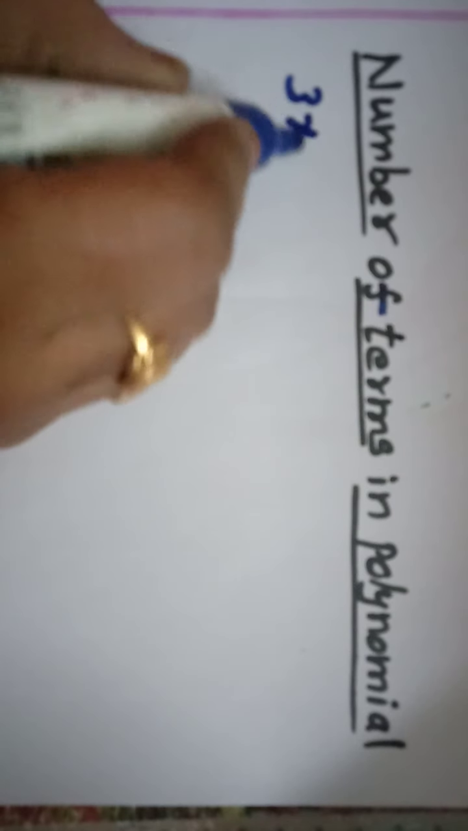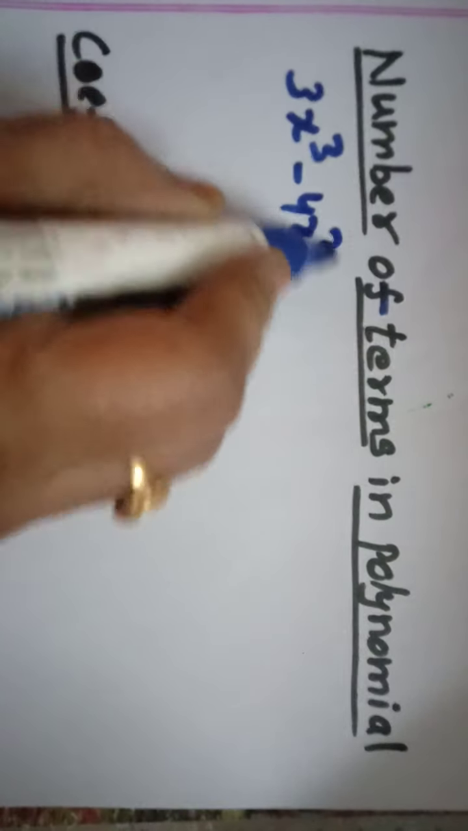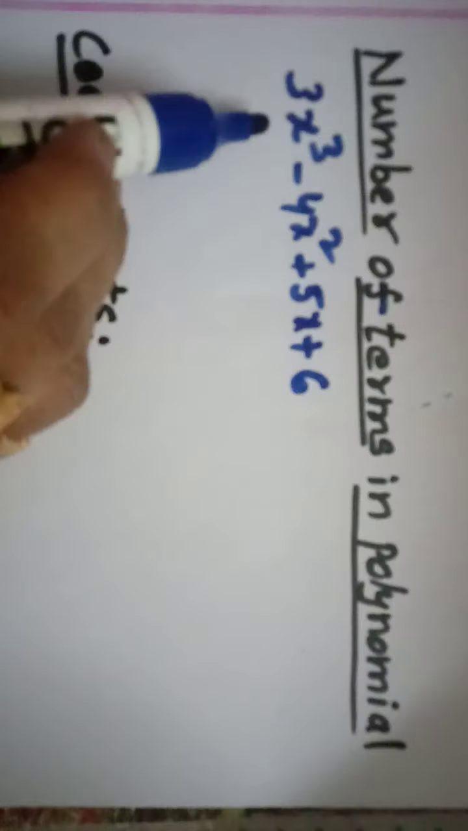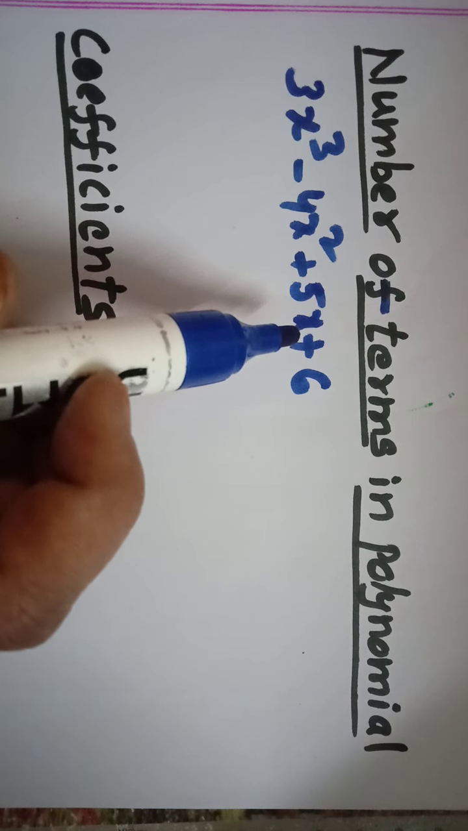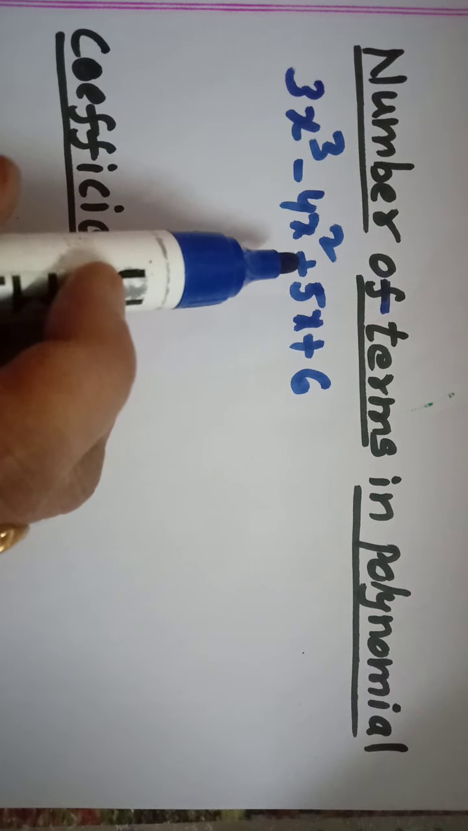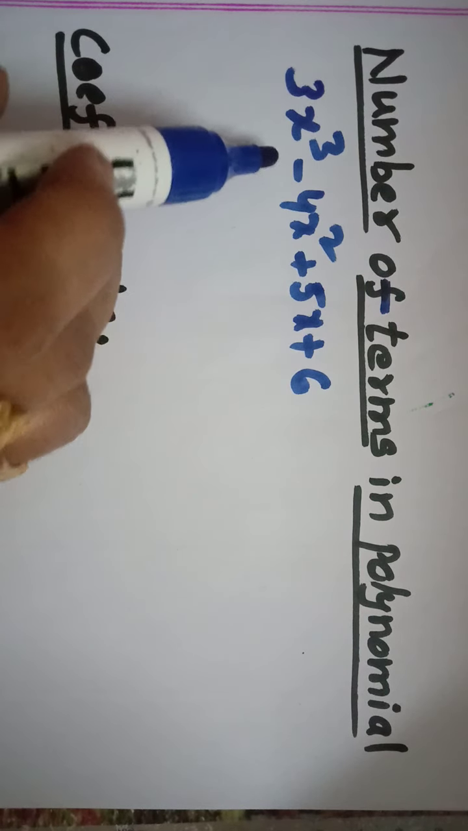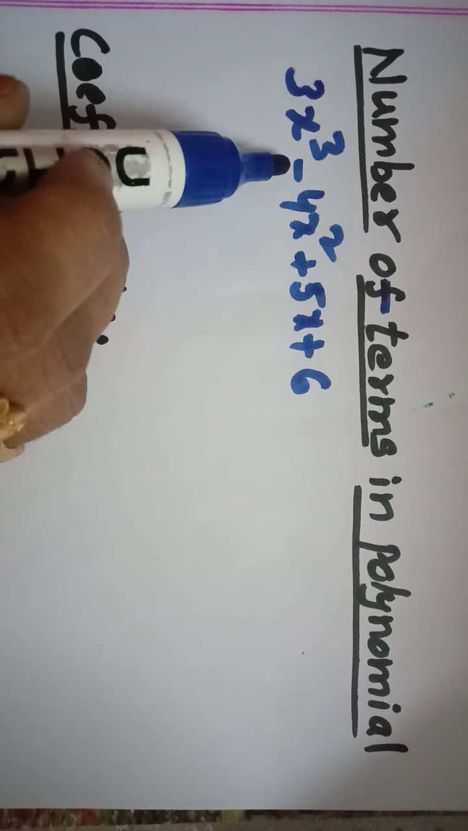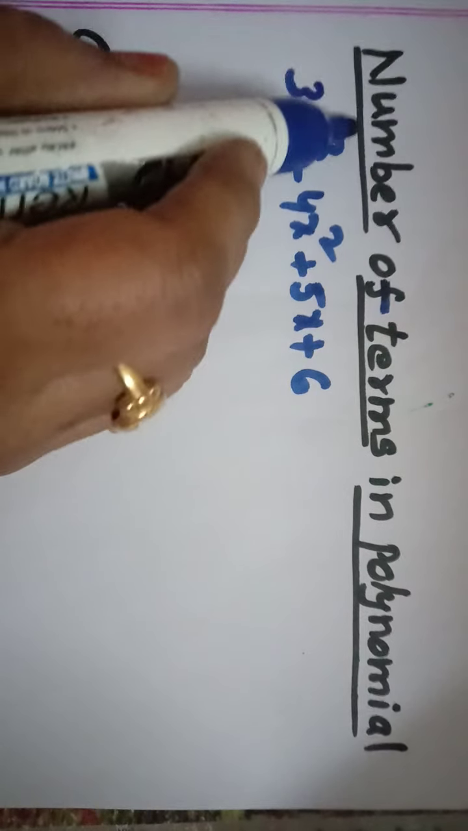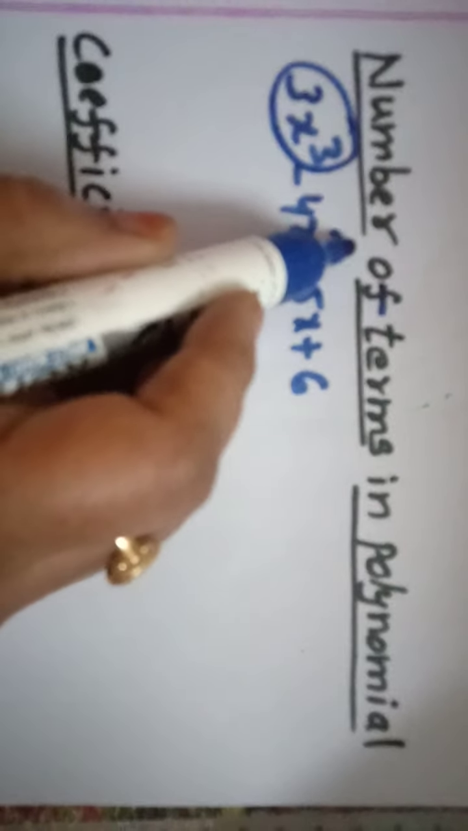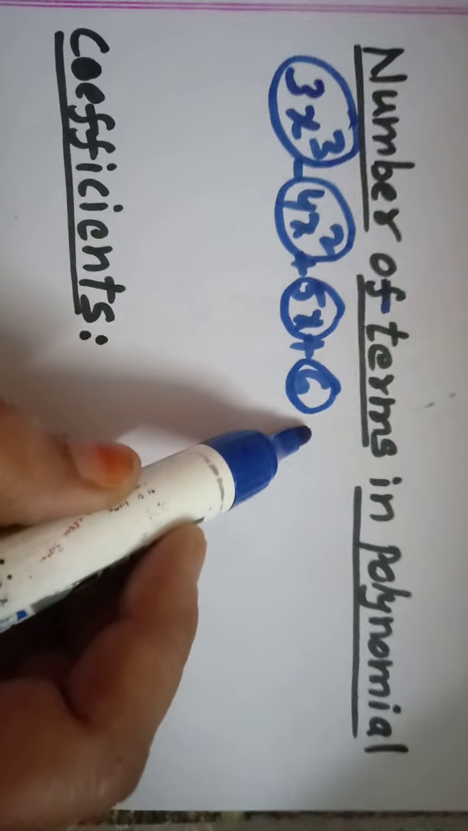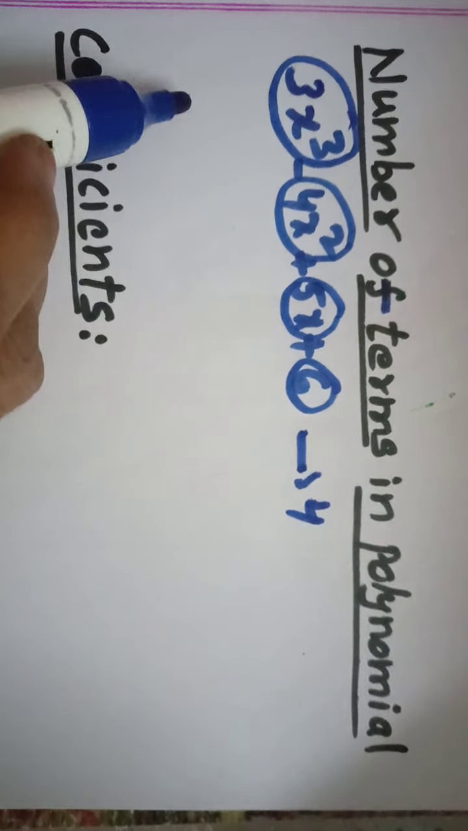For example, 3x cube minus 4x square plus 5x plus 6. So here how many terms are there in this polynomial? Only 4 operations: plus, minus, into, divided by. Plus and minus only separate the terms. Here minus symbol is there, again plus symbol, here also plus symbol is there. So how many terms are here? This is the first term, second term, third term and fourth term. So there are 4 terms in this polynomial.